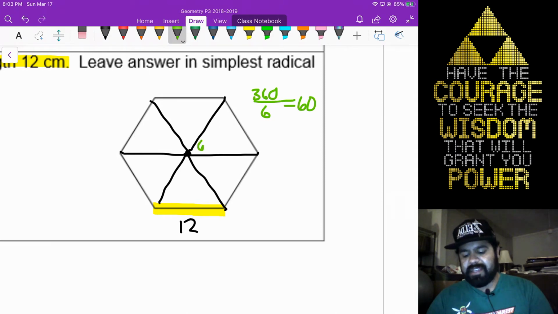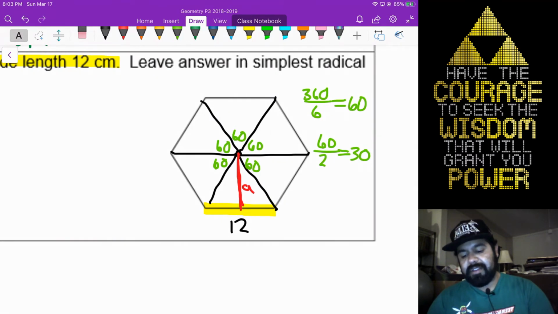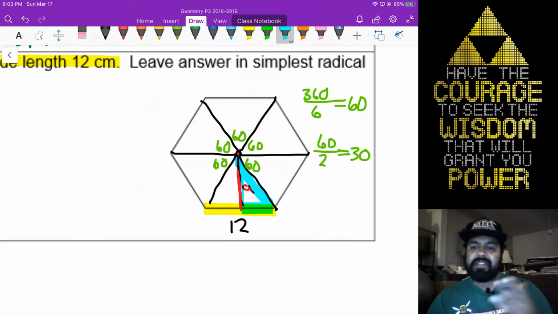So we got a 60 here, there, etc. Now, our polygon needs the apothem, right? So then the apothem splits that angle in half. So now we do 60 divided by 2. That gets us 30. So what we're going to look at is this triangle here. It doesn't matter if you look at the left one or right one.